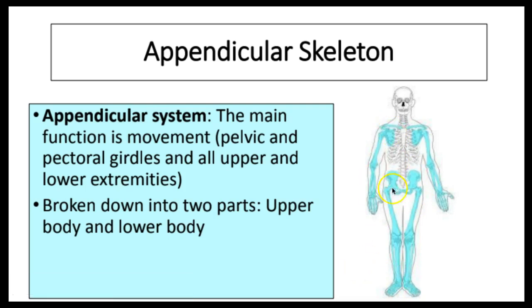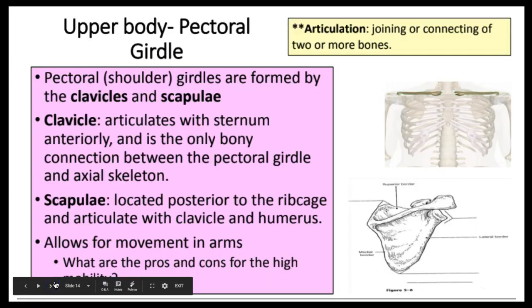Pectoral girdle, pelvic girdle. Here are some notes for you that explain both of these. The clavicle, also known as your collarbone, and the scapula is on the back, also known as your wings, if you will, or your shoulder blade.